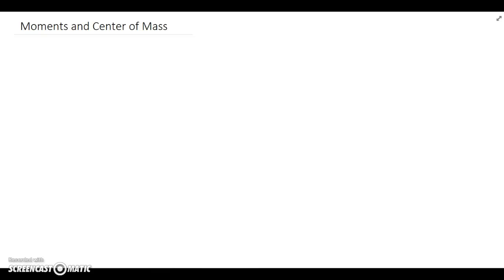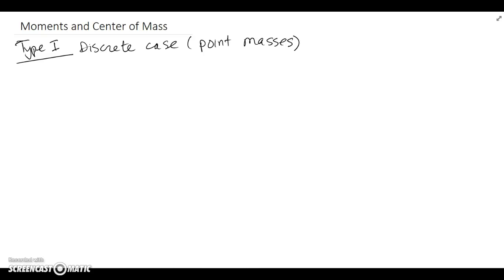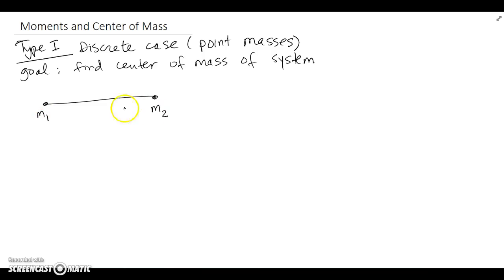Find center of mass. The first type we focus on is type 1, which is just looking at point masses in the discrete case. And our goal will be to find the center of mass of the system. Let's say I have two masses, M1 and M2, and I want to find where the center of mass is.